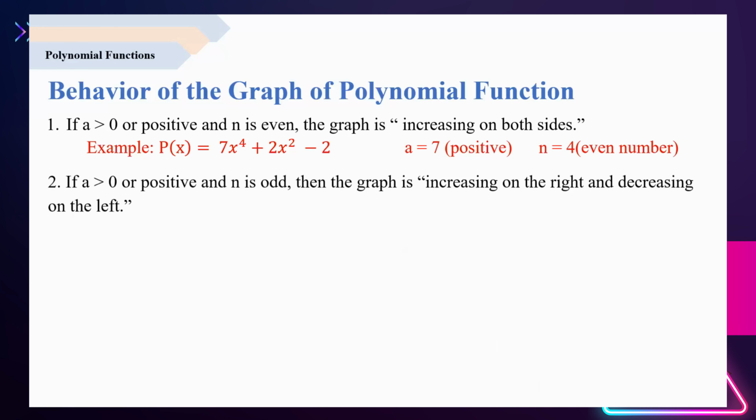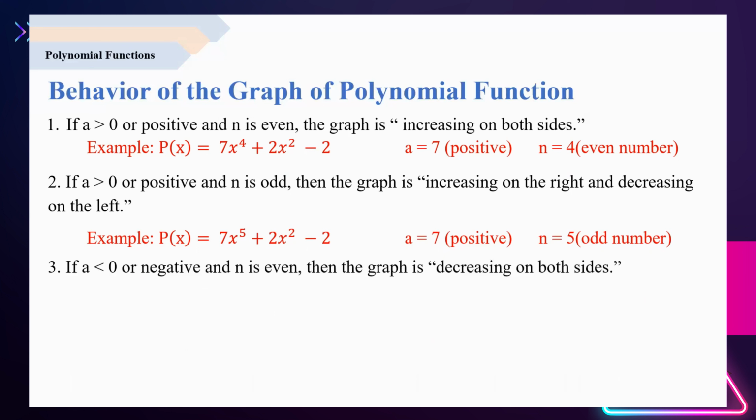Second behavior, if a is greater than 0 or positive and n is odd, then the graph is increasing on the right and decreasing on the left. Example, p of x is equal to 7x raised to the fifth power plus 2x squared minus 2. A is 7, which is positive, and n, the highest exponent, is 5, which is an odd number. Therefore, the behavior of the graph is increasing on the right and decreasing on the left.